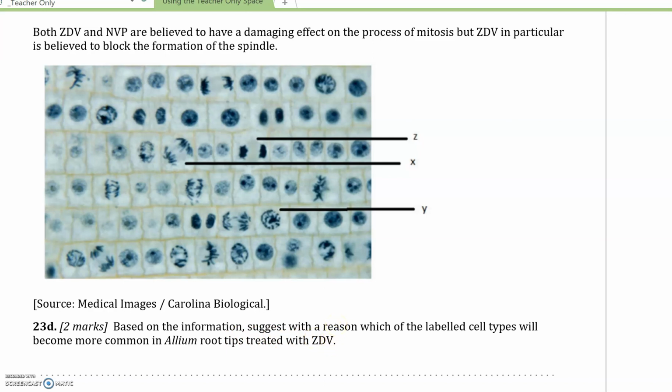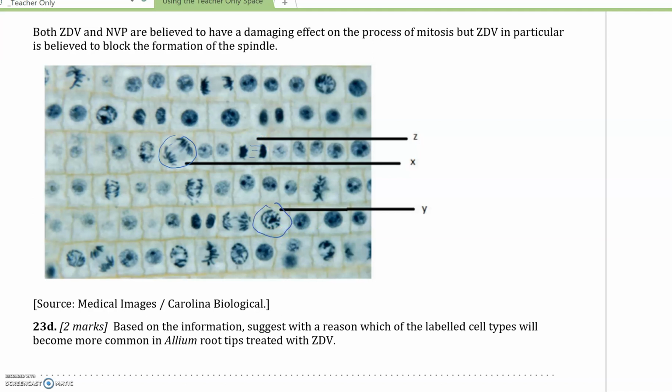Well, if you think about it, if ZDV stops the formation of the spindle, then that's going to mean that cell types that don't have spindle formation, i.e. mitosis, become less common. So X is showing a cell in anaphase, and here you can still see the spindle. Z is showing a cell in telophase. Well, to get to there, it would have needed the spindle here.